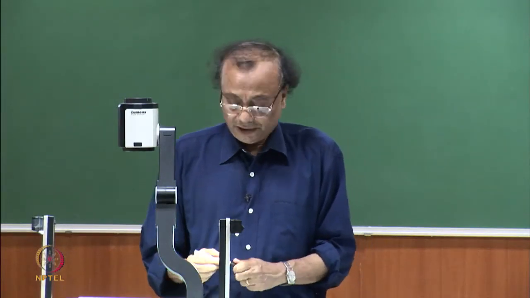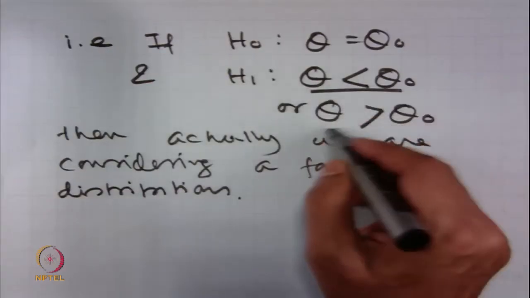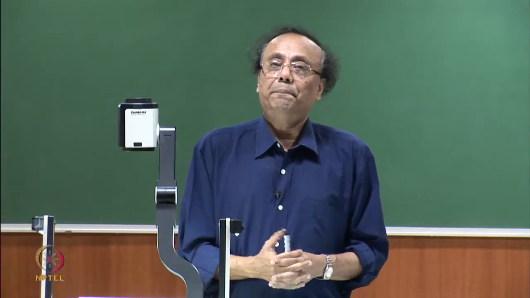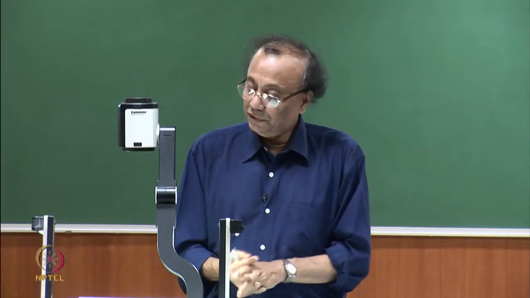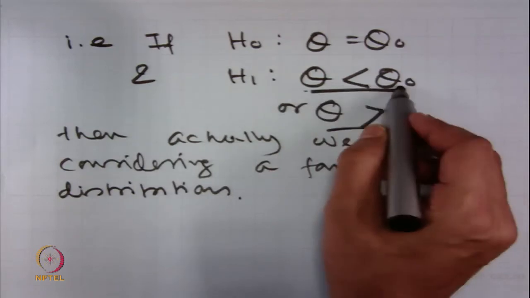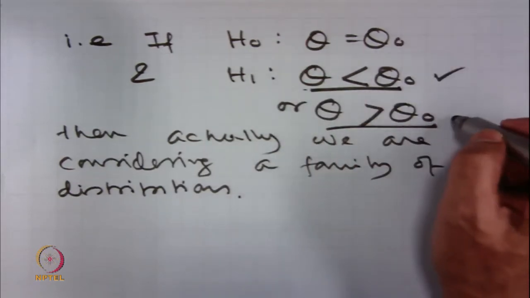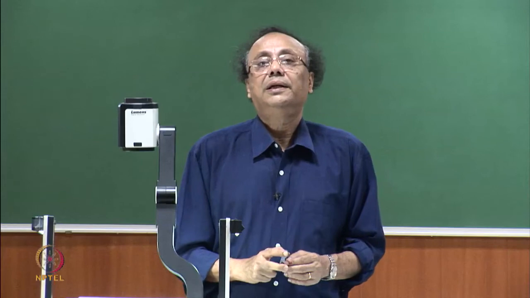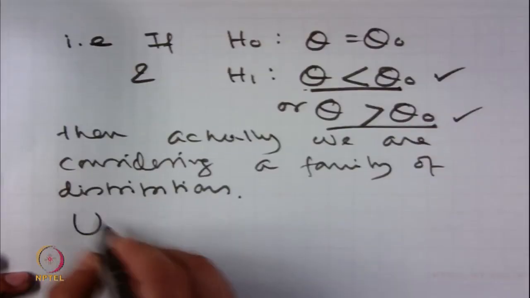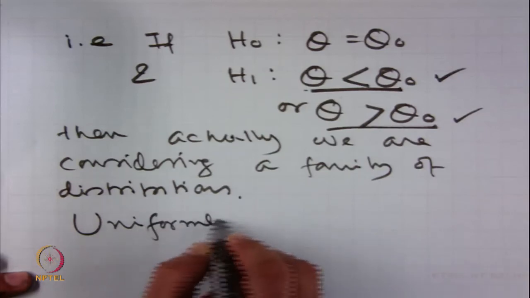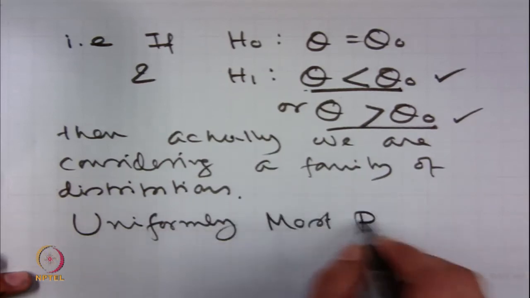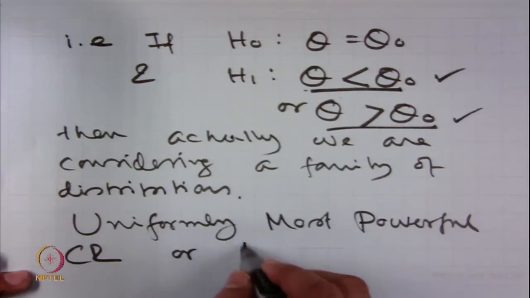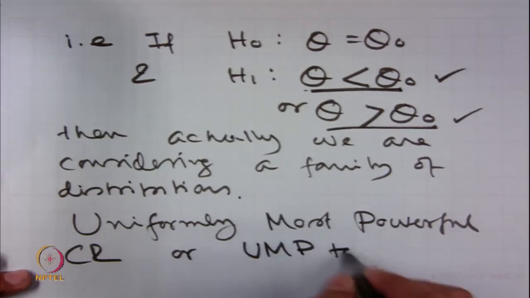Therefore, if we are testing alternatives of this type, that is only one-sided inequality, then the MPCR that we have obtained there will work for all the family of distributions satisfying this, and therefore, the most powerful critical region obtained in that way can be called uniformly most powerful critical region, or the corresponding test is called uniformly most powerful test.